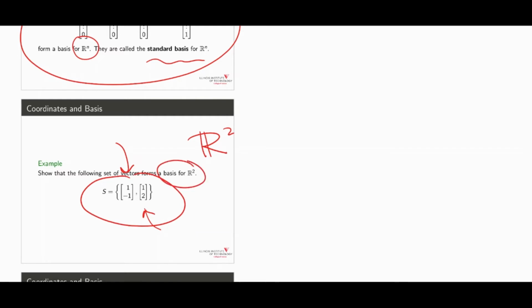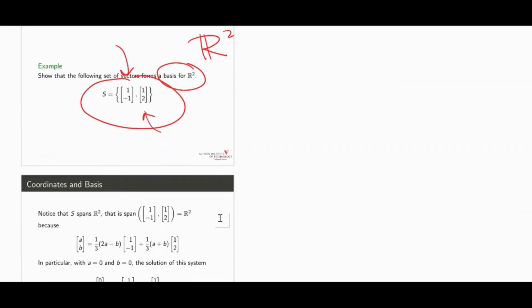Every time you have this question, whether a collection of vectors forms a basis for R2, you just have to check the two properties. Number one, you check whether they span R2, which is usually the hardest thing to do, and then you check whether they are linearly independent. If you have the answer for the span, you usually get the answer for linear independence pretty easily. Let me show you how.